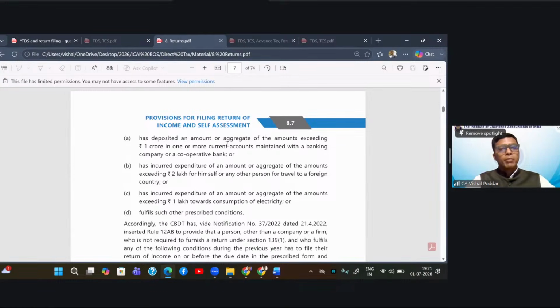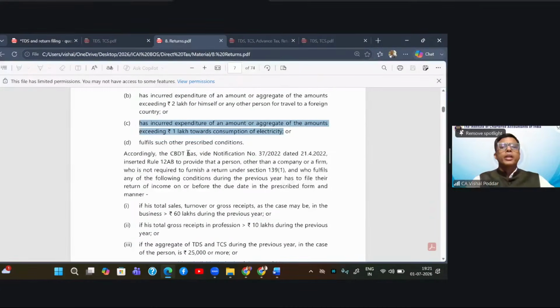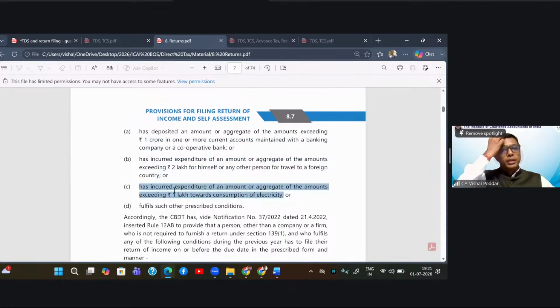Deposited an amount or aggregate amount exceeding 1 crore in one or more current accounts. Please be clear, the word is current account, not saving account. Correct? Second, has incurred expenditure aggregating 2 lakhs for himself or any other person on foreign travel, not domestic travel. And third, has incurred expenditure of more than 1 lakh towards consumption of electricity, or any other prescribed conditions.